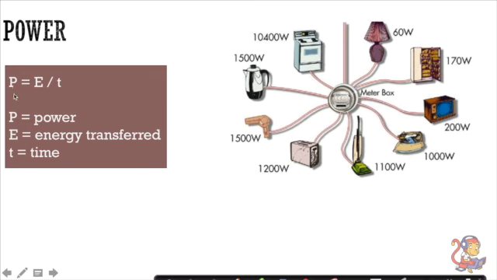In your equation sheet you will get given this equation: power equals energy transferred divided by time. What you need to remember is this could also mean power equals work done over time, because from previous videos hopefully you'll remember now it's really important that work done is energy transferred.